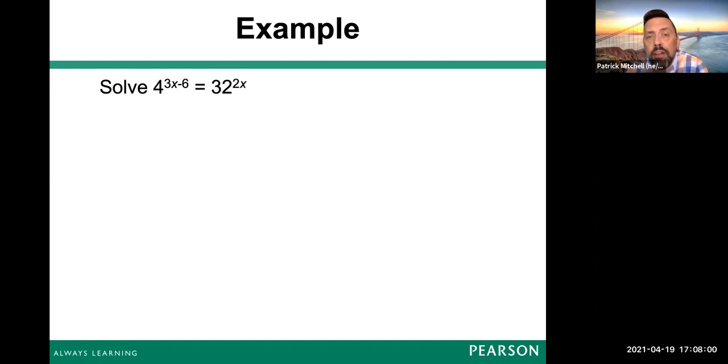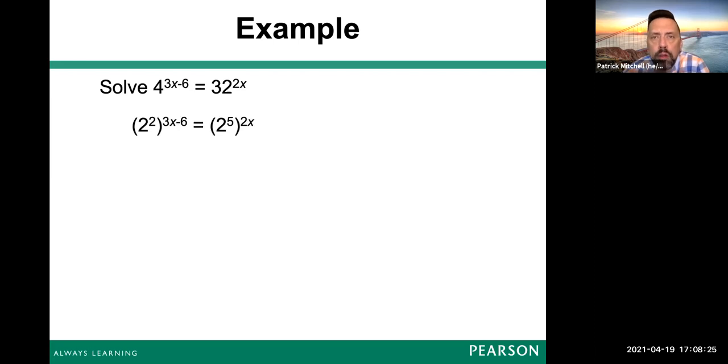So whenever you find yourself in this situation where you can't write one number as a power of the other number, see if you can write both numbers as a power of some third number that you don't see here. And in this case, it would be 2, right? Because you can write 4 as a power of 2, and you can write 32 as a power of 2.